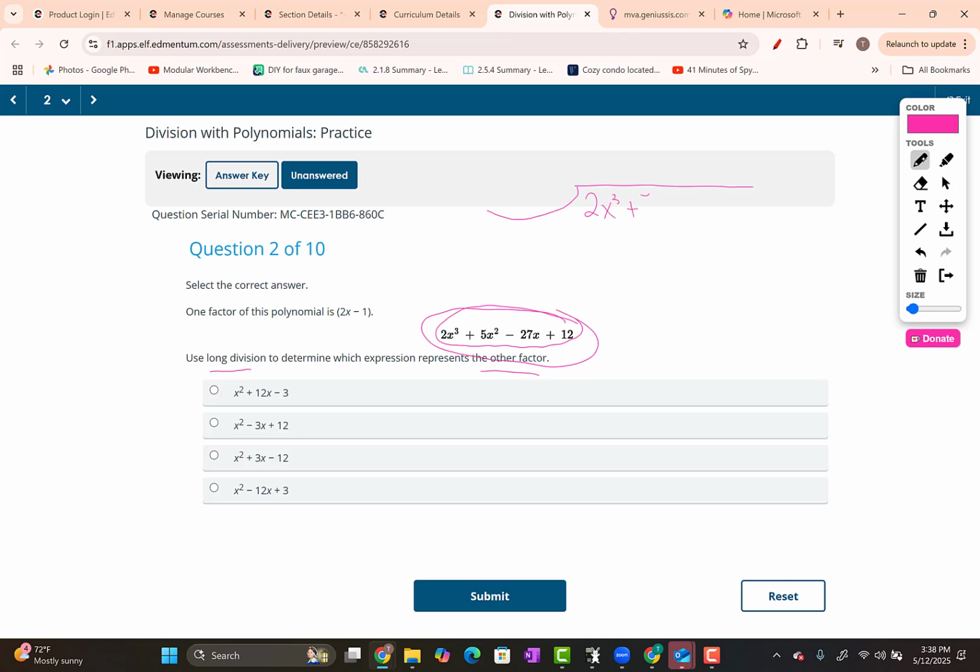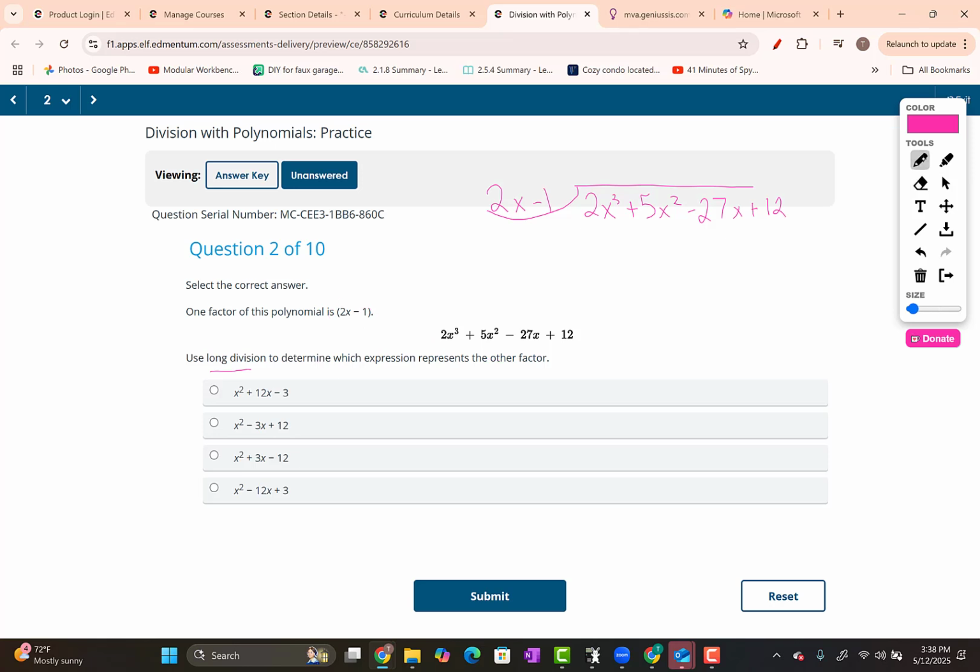So we're trying to divide 2x to the third plus 5x squared minus 27x plus 12 by 2x minus 1. You could do synthetic division here. It might be slightly easier. I'm going to use long division just because more of the questions seem to ask for us to use long division rather than synthetic.